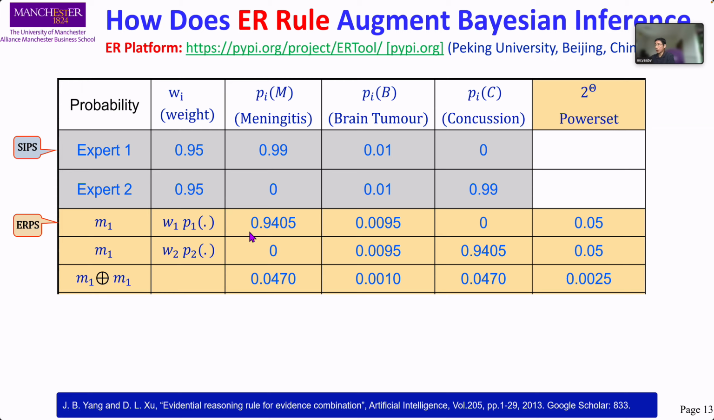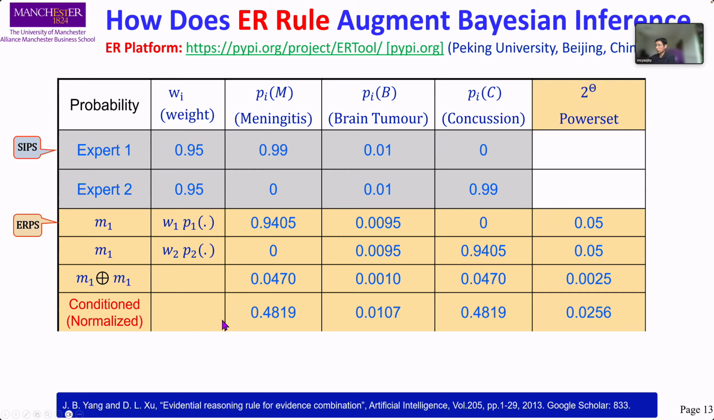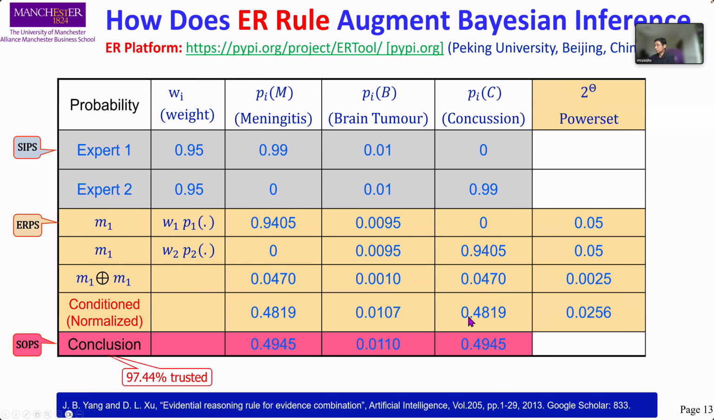So if you multiply the first expert's judgment, 0.9405 by 0.05, then you can have this joint one. Similarly, you can find the other joint ones. So this is joint probability in the ER probability space. Then you can find the posterior probabilities in the same space. And then finally, we can project the assessment in the ER space back to the original, we call this system output probability space or SOPS.